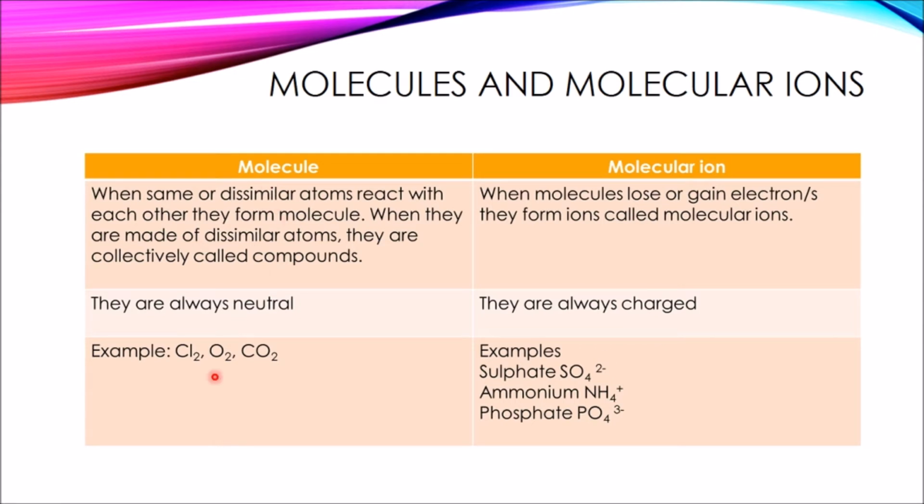Let's look at the examples of molecules. We have Cl2, which is chlorine molecule, oxygen molecule, carbon dioxide molecule. On the opposite hand, we have molecular ions. The molecular ions are SO4 2-, ammonium ion NH4 1+, and phosphate ion, which has a formula PO4 3-.